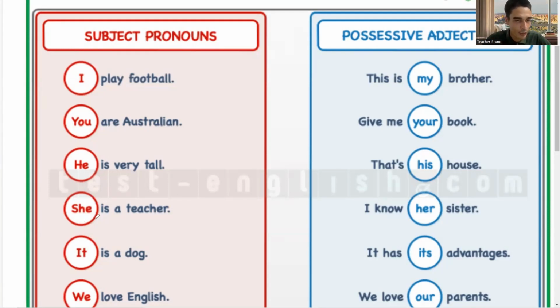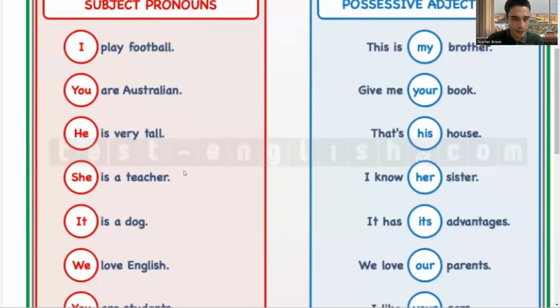So that's the subject pronoun we use with verb to be. She is. She is a teacher. She's a doctor. She's an engineer. Professions, she is. And possession, I know her sister. This is my pen. This is my mouse. So there's a possession here. And our relationship between subject pronouns and possessive adjectives.